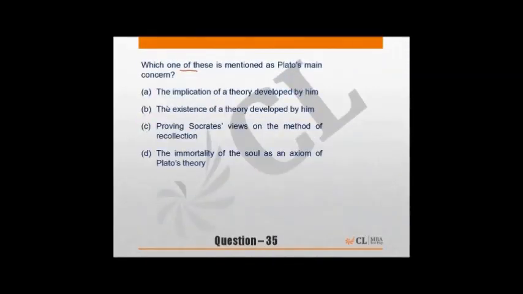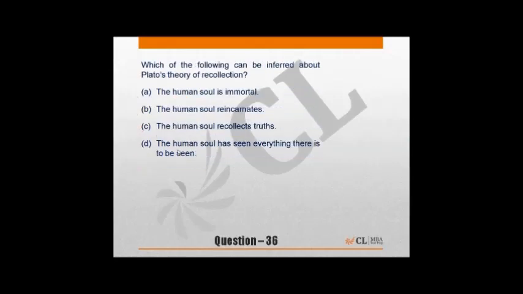Okay, so let us look at the choices now. Question 35. The implication of the theory. No, the implication is not what he is looking at. He is only looking at the existence of the theory. So this can be the answer, but let's verify the other choices also. Proving Socrates' points of view on the method of recollection. No, that is not what he was looking at. Immortality of the soul. No. Correct answer, choice B. It is very clearly mentioned, as I said, in the passage that his emphasis was on the existence of the method of recollection. Okay, let's move to the next question.